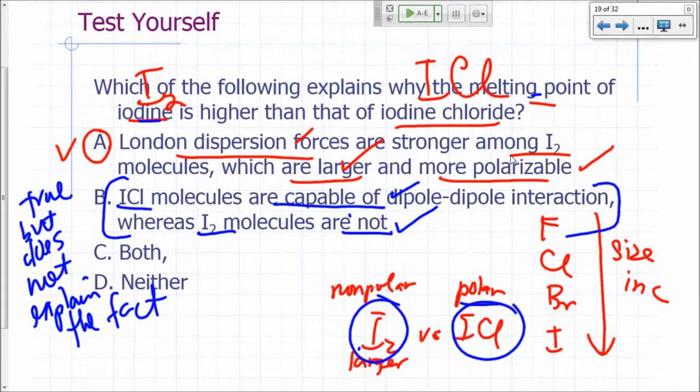What that is telling you then is that in this particular case, the primary determinant as far as the melting point is concerned, as far as attractive forces is concerned, is London dispersion forces. Okay, and if you look up the melting points of iodine and iodine chloride, you'll find the melting point of iodine is in fact larger.